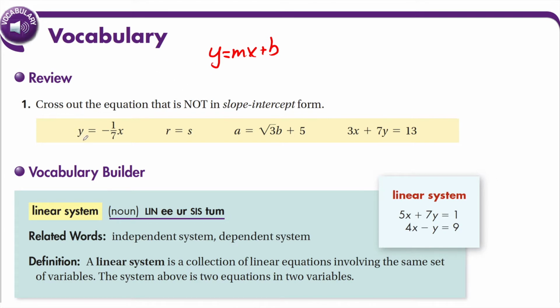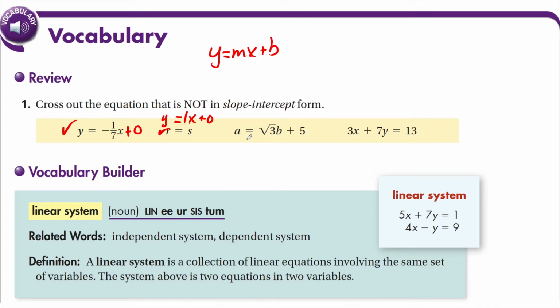So looking at the very first one, we get y equals a negative 1 over 7x. Well, if I were to add 0 to it, it would look just like this, and therefore it is. We're good. We have r equals s. Well, if we consider the r to be y and the s to be x, then we can see that this is just the same thing as 1x plus 0, which is y equals mx plus b, which means this works.